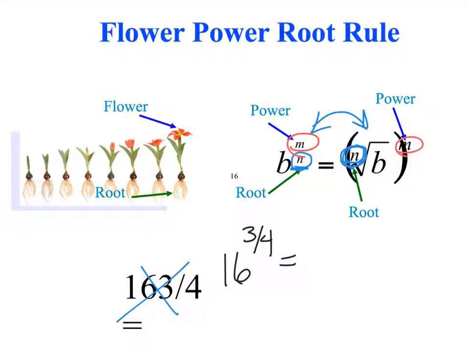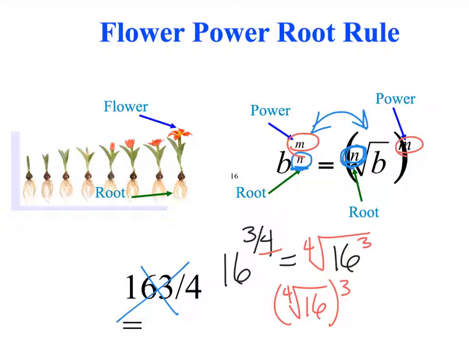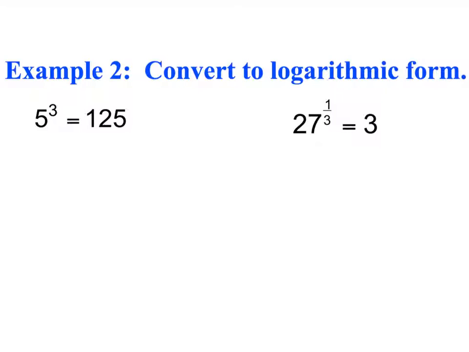So that's going to be equal to the 4th root of 16 to the 3rd power. You could also write it as the 4th root of 16, all of that to the 3rd power. Either way you write it, the 4th root of 16 is 2, so then I have 2 to the 3rd power, and that equals 8. So 16 to the 3/4 equals 8. That's just a reminder because you're going to be using that later.